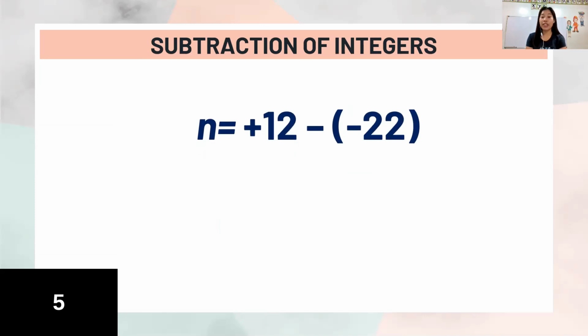N equals positive 12 minus the quantity of negative 22. Your timer starts now.